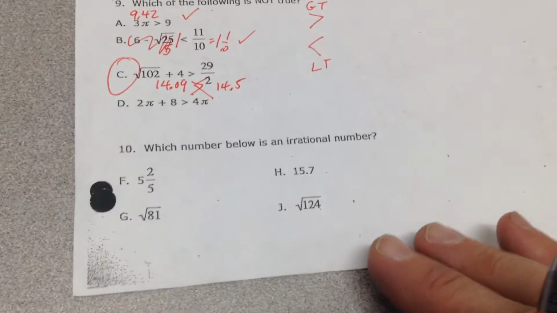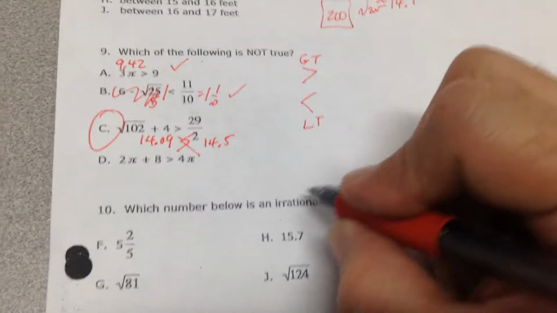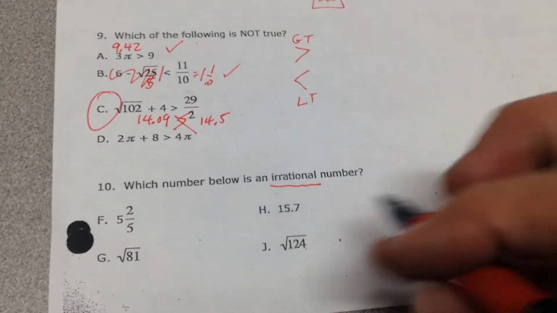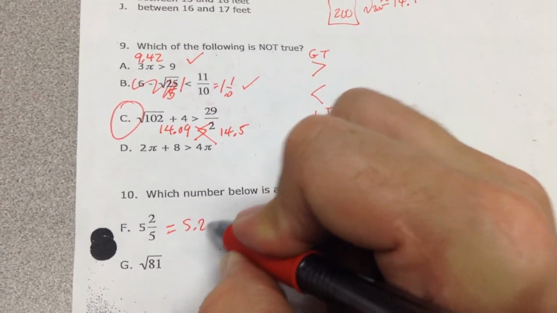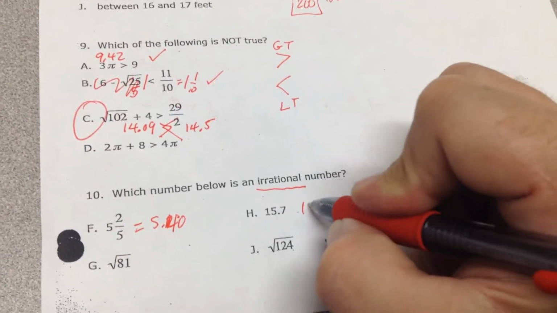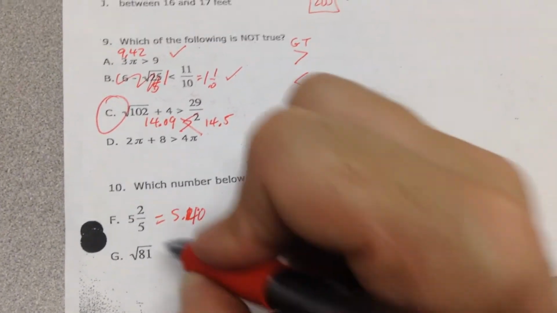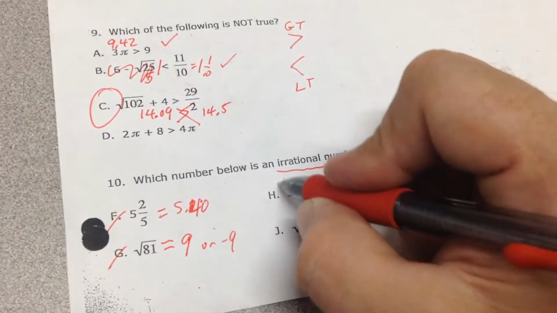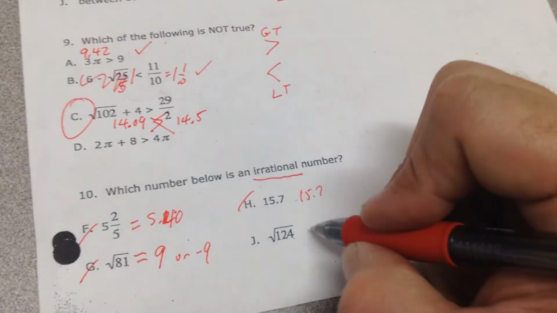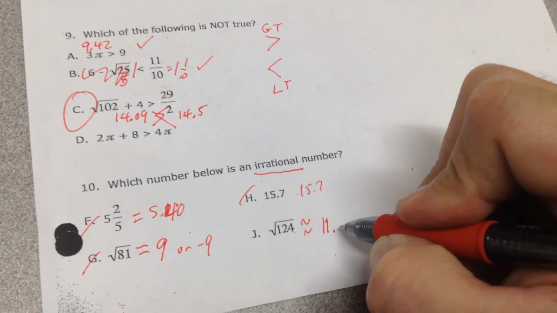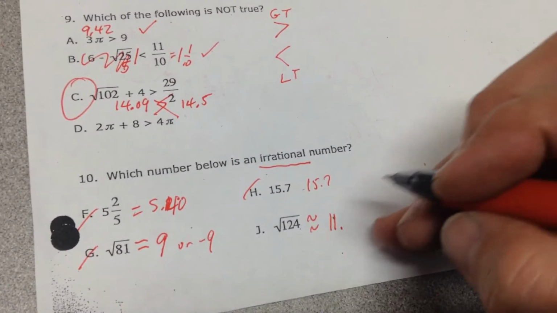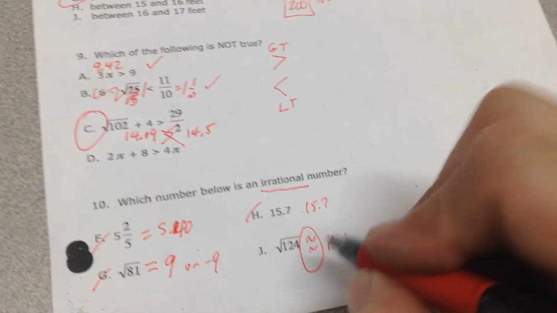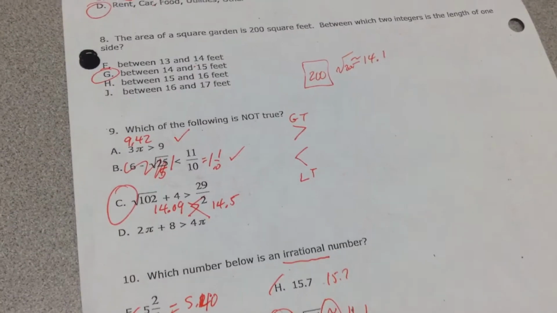And the last one, which number below is an irrational number? Remember, an irrational number is kind of crazy. It means it's a square root that you don't know the exact answer. So this is definitely not irrational. That's 5.40. This one, again, 15.7. I don't know the square root of that. I know the square root of 81 is 9 or negative 9. So that's not it. Those are all good little numbers, but this one would be weird. The square root of this would be like 11, who knows? I could put it in the calculator. 11.1 maybe, but it's an estimate. Anytime we have to make an estimate, that means it's irrational. So Answer J. All right, there we go.